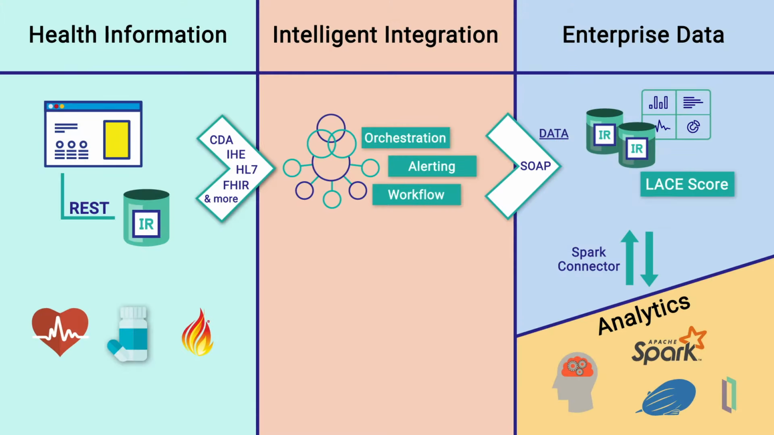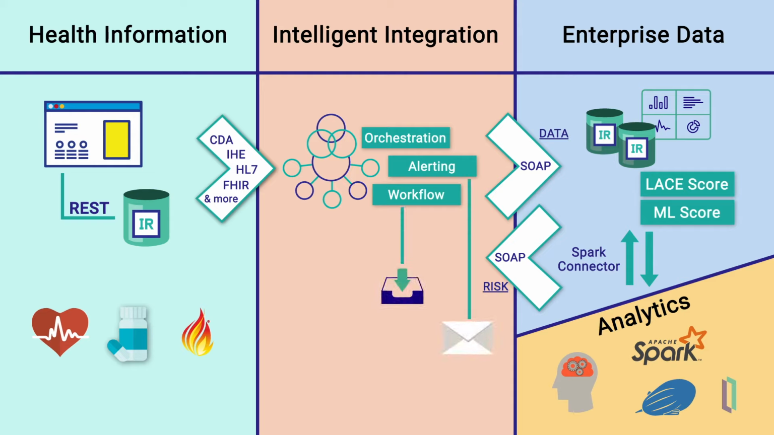After loading the PMML file with our machine learning model back into IRIS for Health on the enterprise data component, the machine learning-based risk score can be calculated. We'll call this the ML score. These scores are sent back to the integration component, where the risk scores can be acted upon. If the risk scores exceed a certain level when a patient is discharged, workflows and alerting will be triggered, and the care team can take appropriate action to mitigate readmission risks.